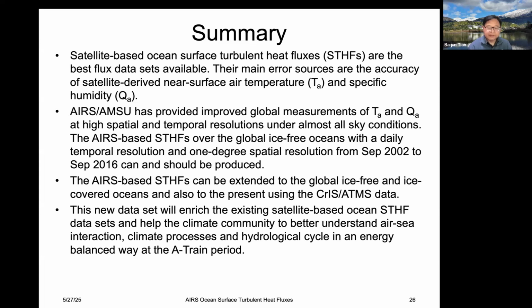Then this can be extended to global ice-free oceans, global ice-covered oceans, and to the present using CrIS/ATMS data. And this data can enrich the existing satellite-based ocean surface turbulent heat flux datasets and help the climate community better understand the air-sea interaction and climate process, the hydrological cycle.